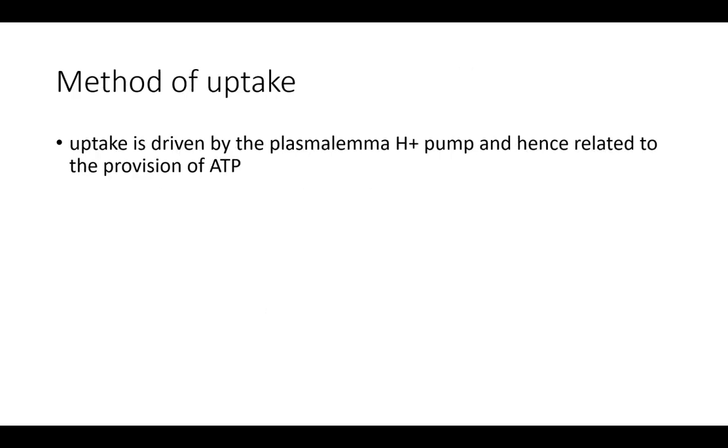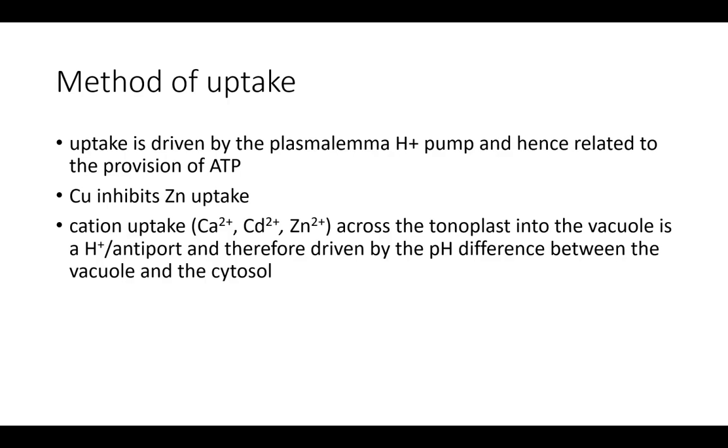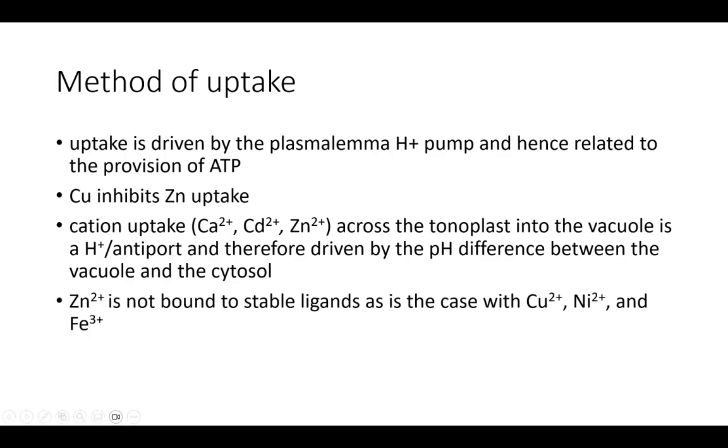Method of uptake. Uptake is driven by the plasma lemma hydrogen pump and requires ATP. Copper inhibits zinc uptake. Cation uptake, which includes calcium, cadmium, and zinc, across the tonoplast into the vacuole is a hydrogen ion antiport. Therefore, it is driven by the pH difference between the vacuole and the cytosol. This is the way you get intake into various parts of the cell. Zinc is not bound to stable ligands as in the case of copper, nickel, and iron.